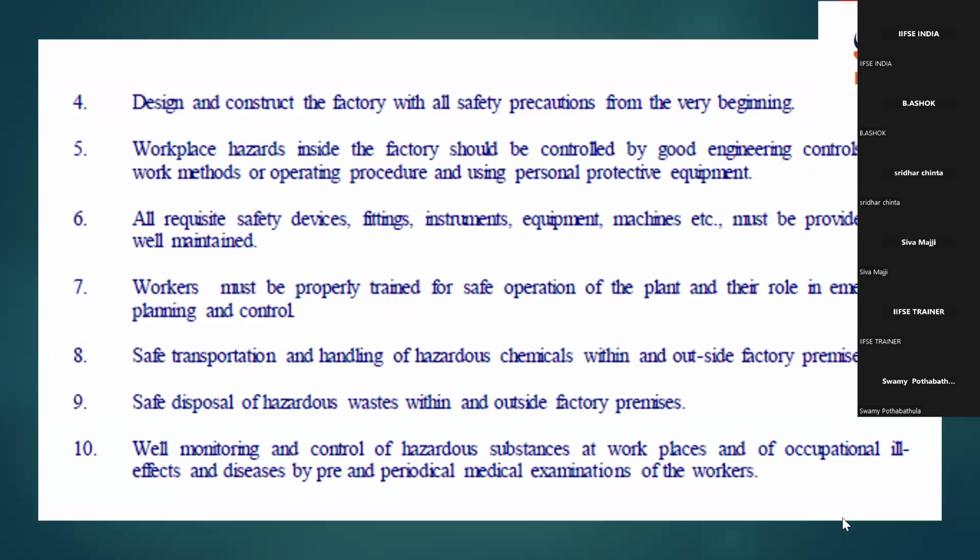So we have seen hazard operability study. So why have we read about hazard?